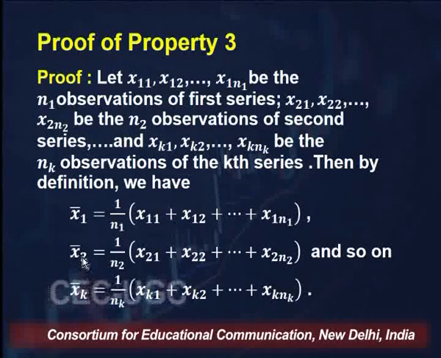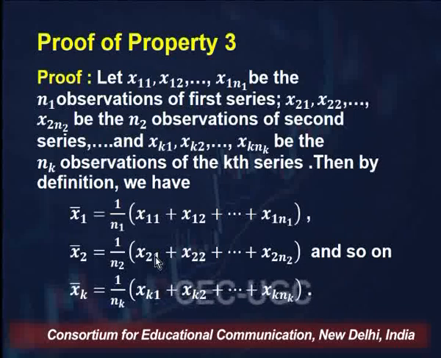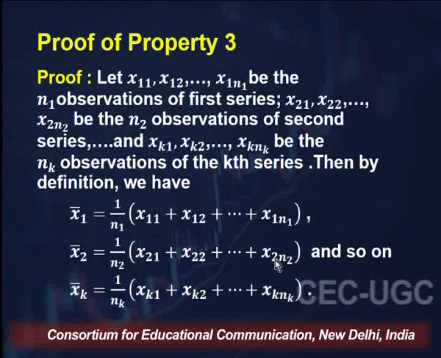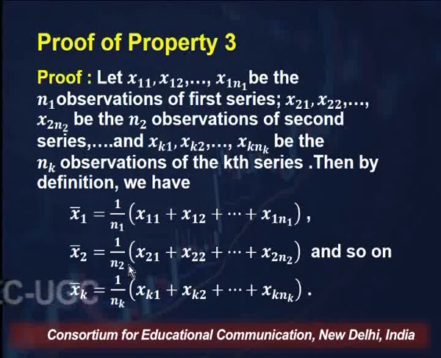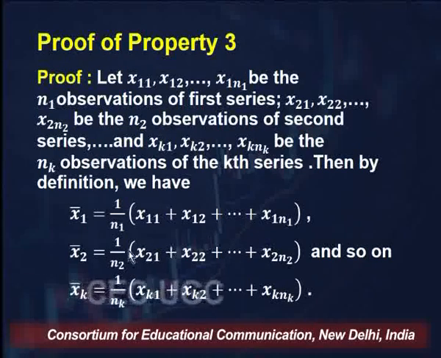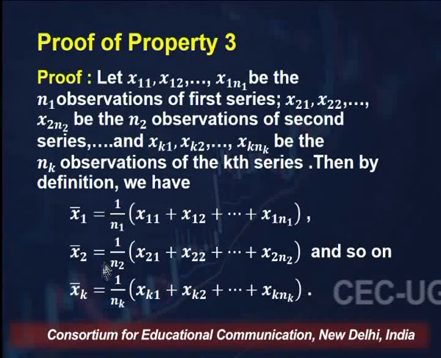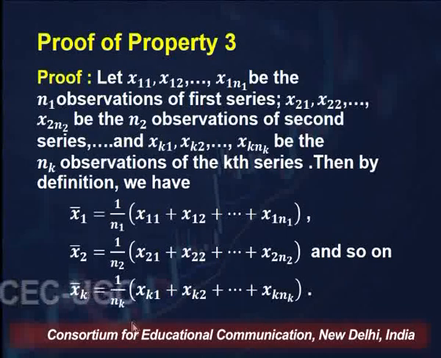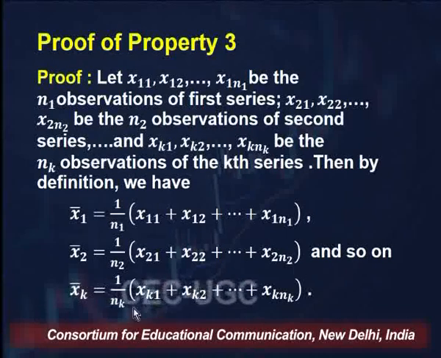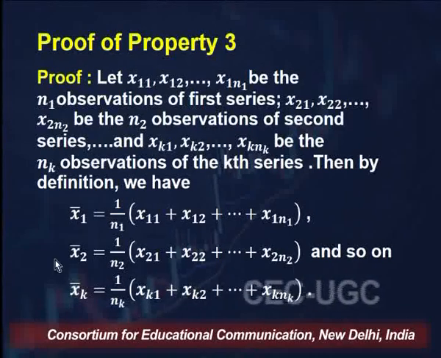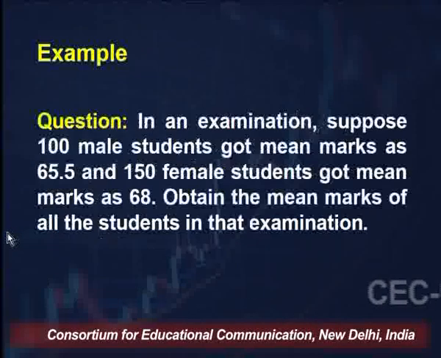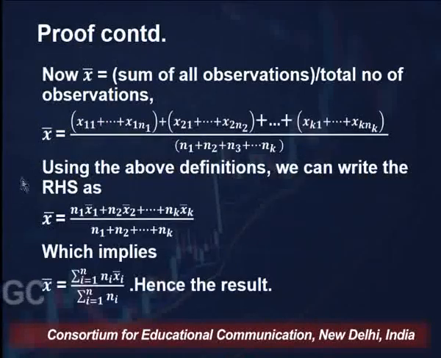Similarly, x2 bar will be equal to x21 plus x22 and so on plus x2n2, divided by n2. In a similar way, I can write the sum of the observations as n2 into x2 bar, and so on. If I define xk bar, it will be equal to 1 by nk into the sum of the observations of the kth series.